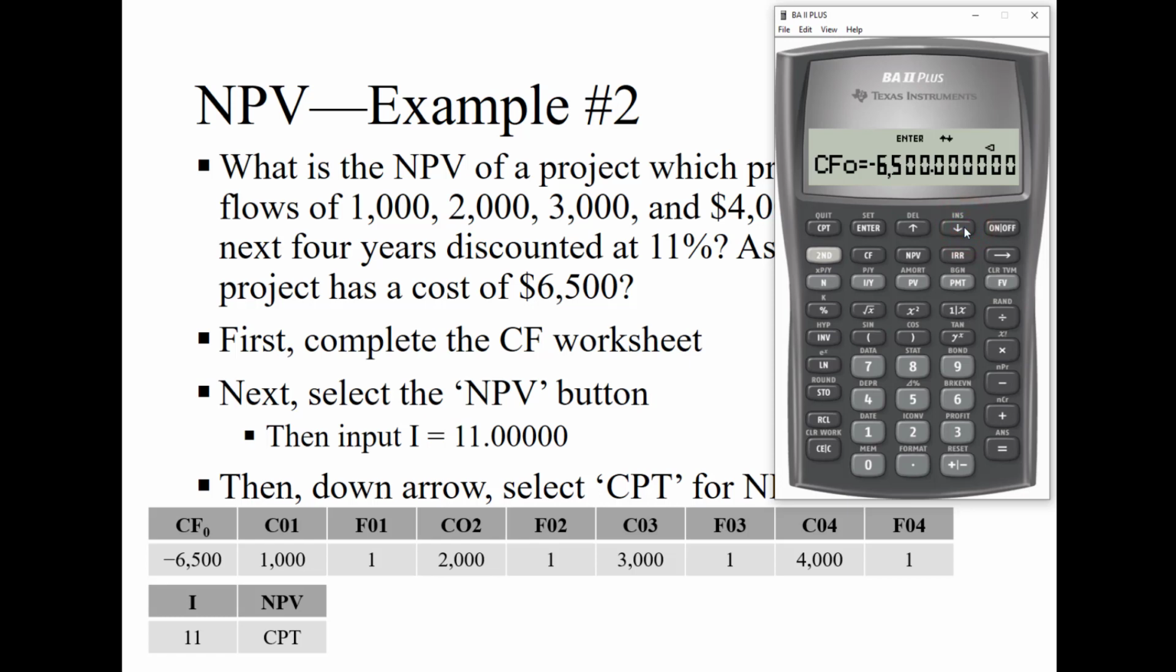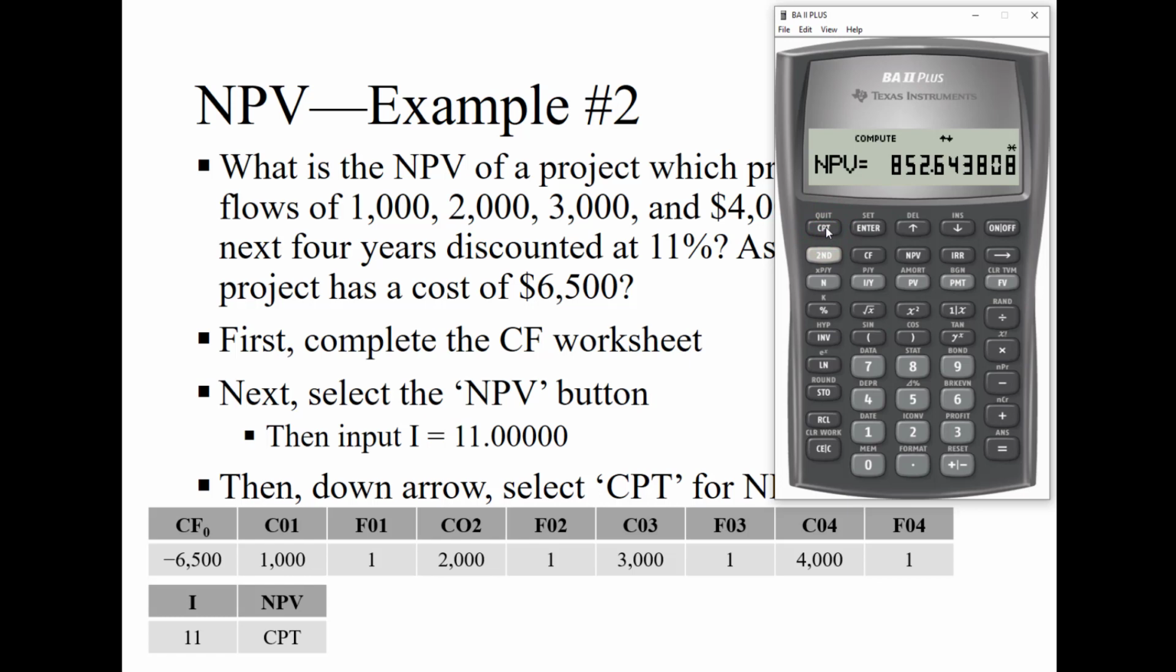Then I'm going to select our NPV button. I'm going to type in our interest rate of 11%, but I'm not going to use it as a decimal. It's only going to be 11. Then hit enter. Then the down arrow. And then I'll hit compute to compute our NPV.